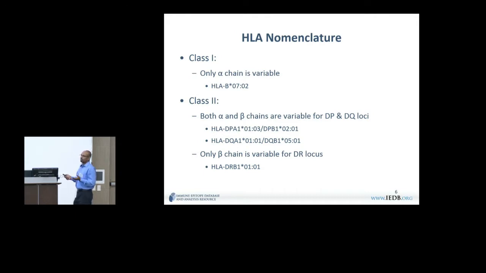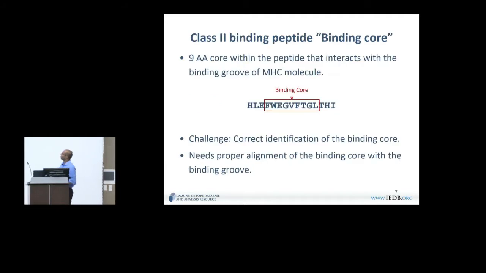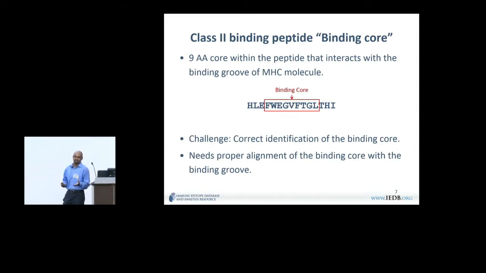But in the case of the DR locus, there's only the beta chain that's variable and polymorphic, and we mention only DRB in the case of the DR locus. So compared to a class 1 binding prediction tool, developing and designing a class 2 binding prediction algorithm presents some more challenges.